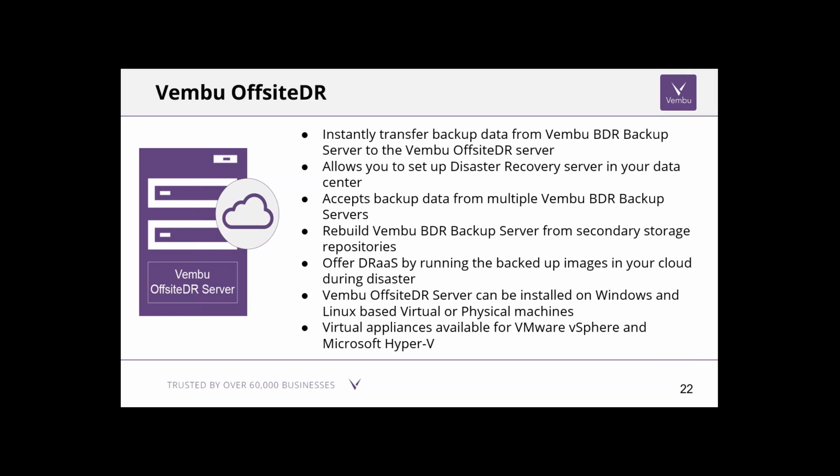The OffsiteDR server can be installed on a physical machine or a virtual machine. It all depends upon your requirements. In case you have a huge load going to be received by the Vembu OffsiteDR server, we recommend you run the OffsiteDR server on a physical Windows machine, where you can provide DR as a service. In case it is a small scale server, you can just run it on any virtual machine. Also, we provide applications for both Windows and Linux.